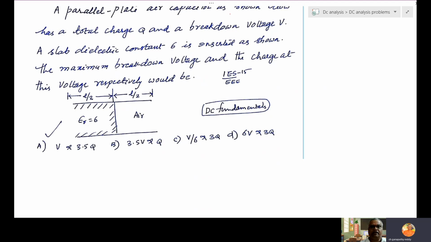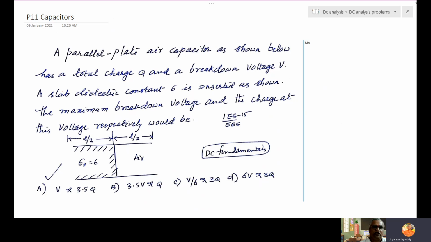A parallel plate air capacitor is shown below, has a total charge Q and a breakdown voltage V. A slab of dielectric constant 6 is inserted as shown. The maximum breakdown voltage and the charge at this voltage respectively would be. So here epsilon R is 6, here air, and L by 2 means this is inserted in the middle, exactly equal portion.